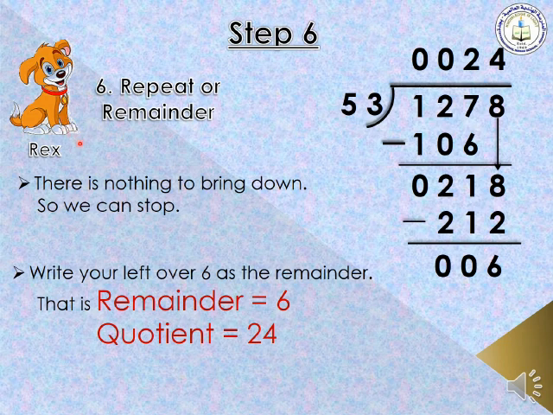Now our Rex can do his work. That is repeat or remainder. There is nothing to bring down now, so we cannot repeat. So this 6 we can write as the remainder. Then the remainder is equal to 6 and the quotient is 24.